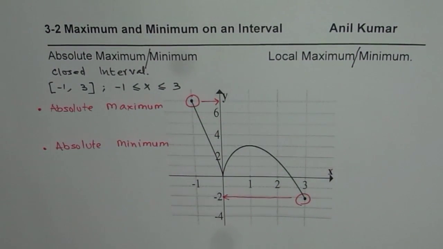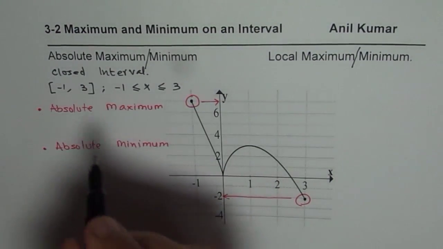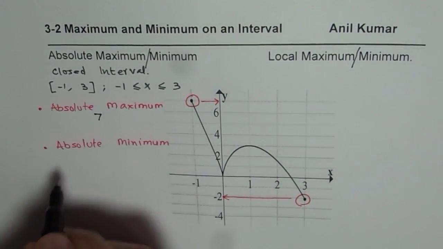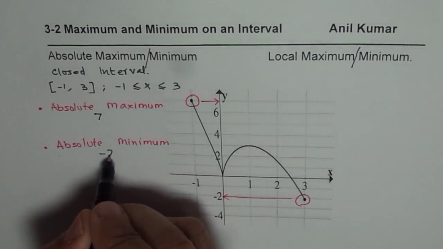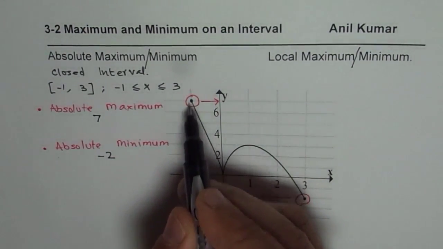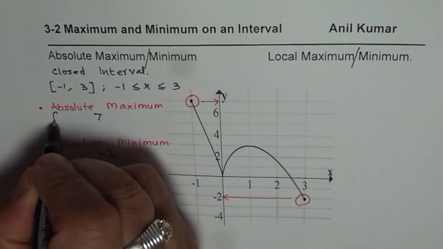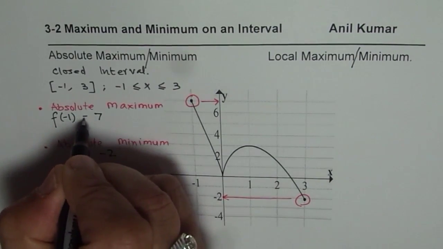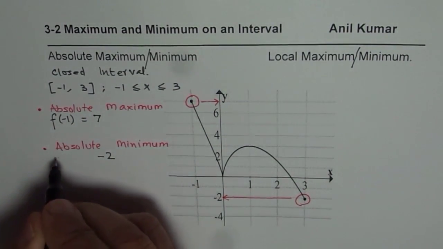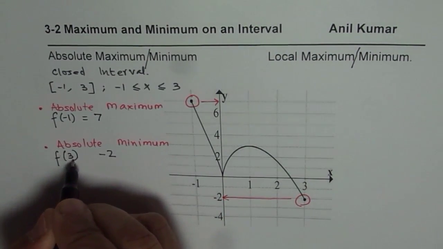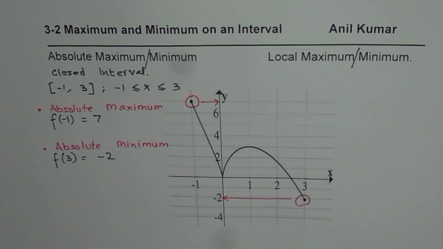So we can say the y values corresponding to these are what we are interested in figuring out, right? So the answer here is that absolute maximum is 7. So this value is 7 and absolute minimum is -2, right? This value of 7 occurs at -1. So you could write this function as f of -1 equals 7 is absolute maximum, and f of 3 equals -2 is absolute minimum, right?